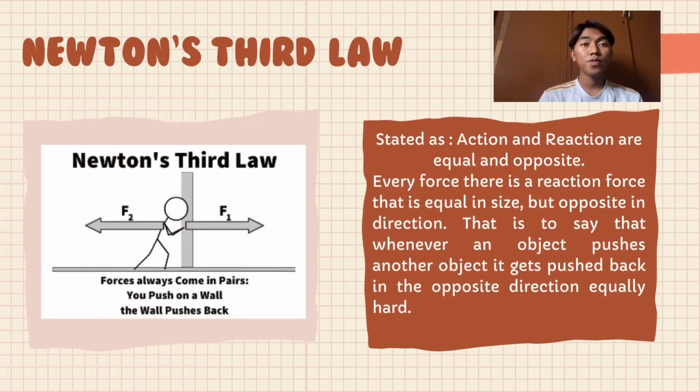Now, let's move to Newton's third law. It is stated as: action and reaction are equal and opposite. For every force, there is a reaction force that is equal in size but opposite in direction. That is to say that whenever an object pushes another object, it gets pushed back in the opposite direction equally hard. Let's look at the diagram given. A force exists when the man pushes on a wall, and the second force exists as the wall pushes back.